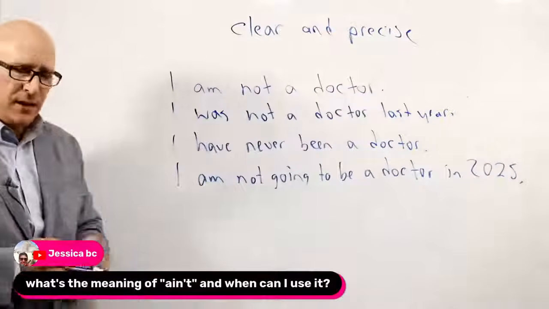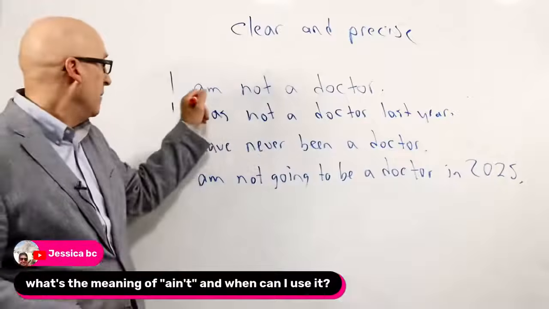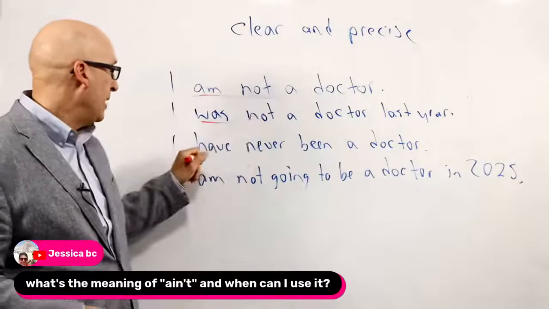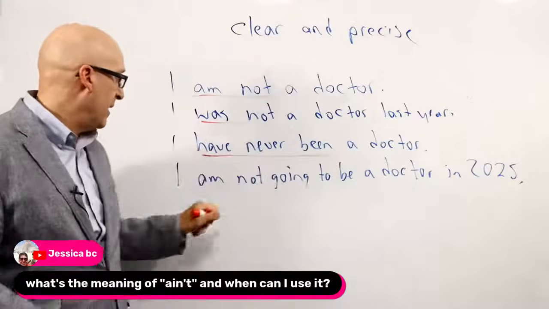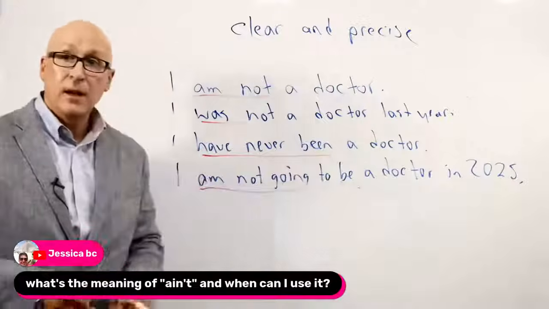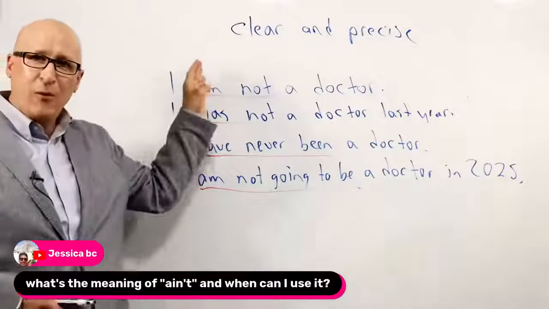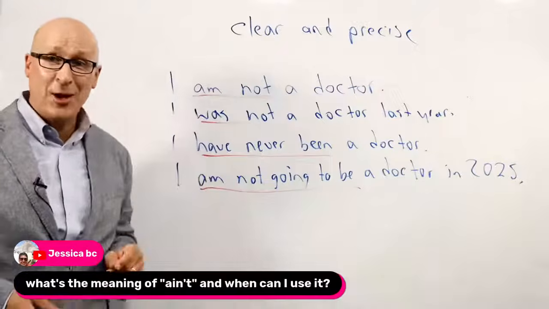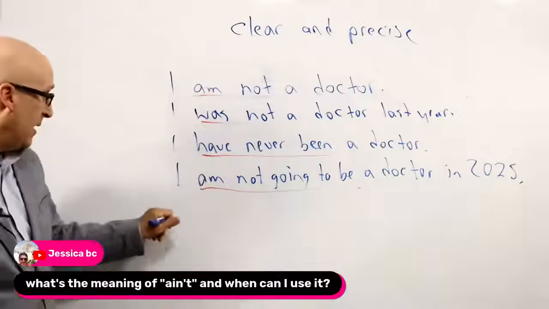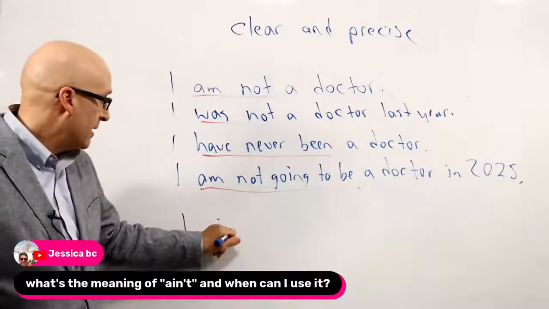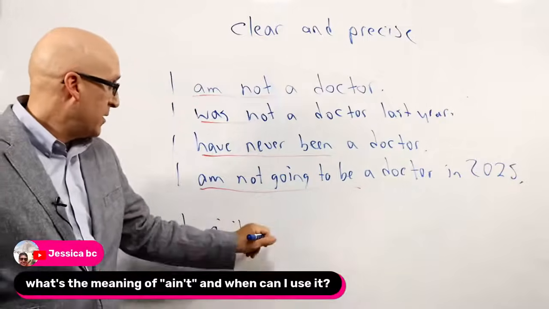Okay? Look at all these forms of be. Be negative. Was not, am not, was not, have never been, am not going to be. That's a lot of grammar to learn. Okay? What if we could just have one expression that communicates all of that? It'd be easier, right? I ain't a doctor.